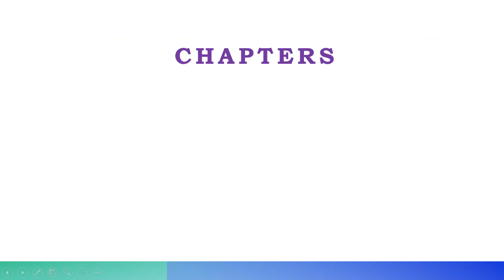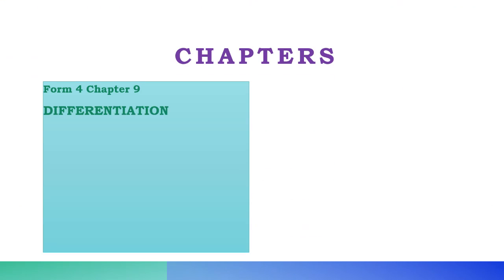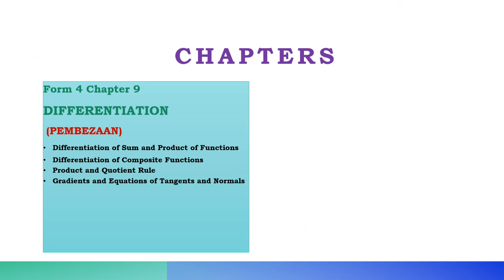Okay, the chapter that we are looking at is Form 4 Chapter 9, which is differentiation. And there are few things that you need to know in this topic, mainly how to differentiate a basic function, how to differentiate a composite function using product rule, quotient rule, and how to find gradient and equation for tangent and normal. And then the application, more on the application part, is how to find maximum and minimum point, how to find rate of change and small changes.